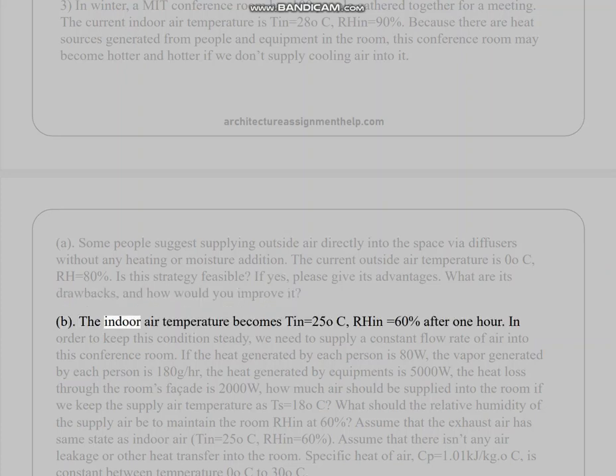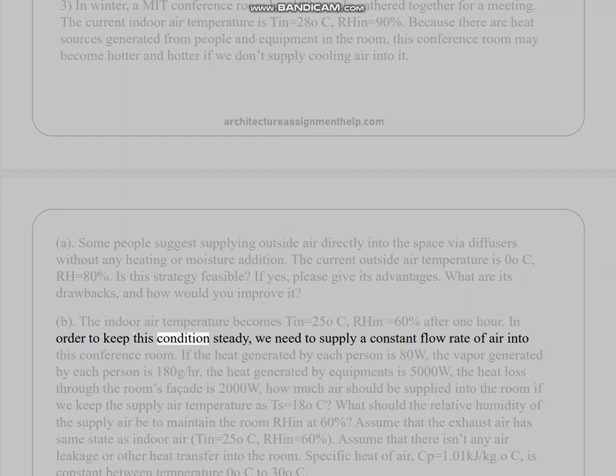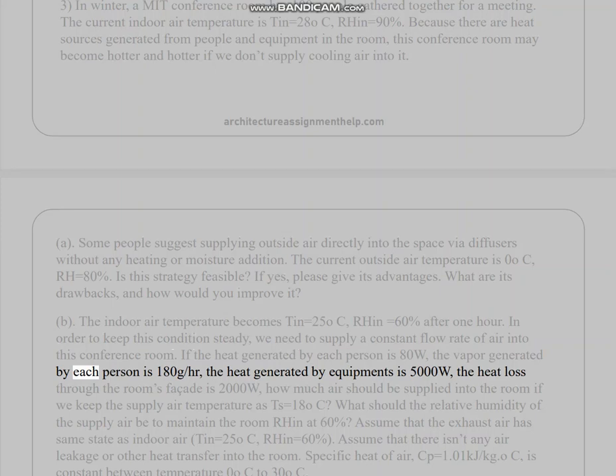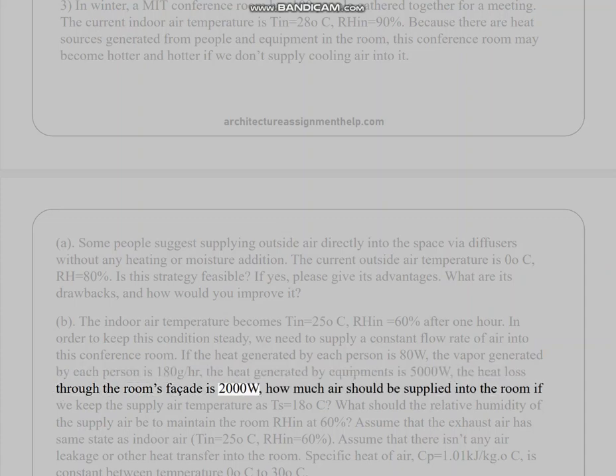B. The indoor air temperature becomes TIN equals 25 C, RIN equals 60% after 1 hour. In order to keep this condition steady, we need to supply a constant flow rate of air into this conference room. If the heat generated by each person is 80 W, the vapor generated by each person is 180 g/hr, the heat generated by equipment is 5000 W, the heat loss through the room's facade is 2000 W.